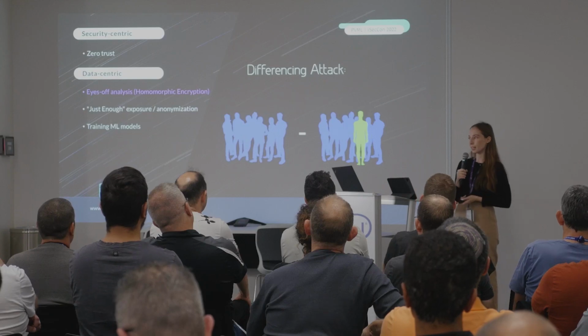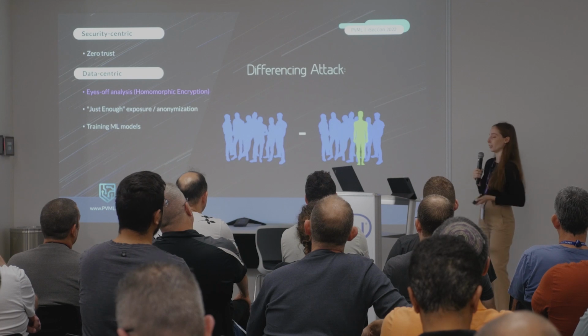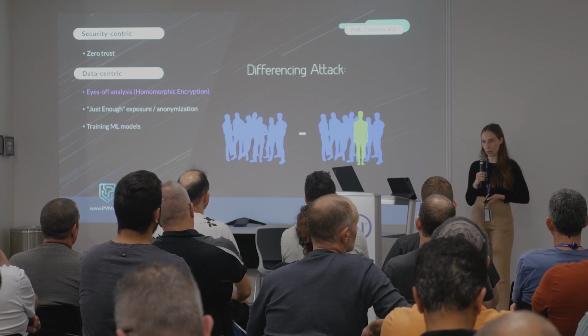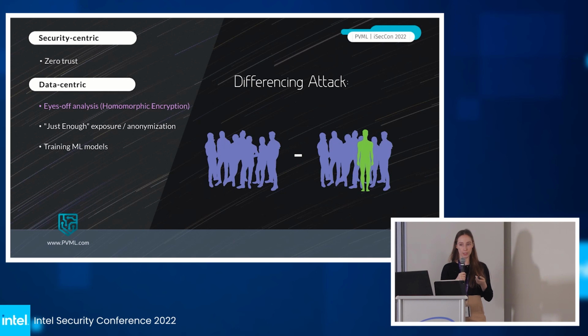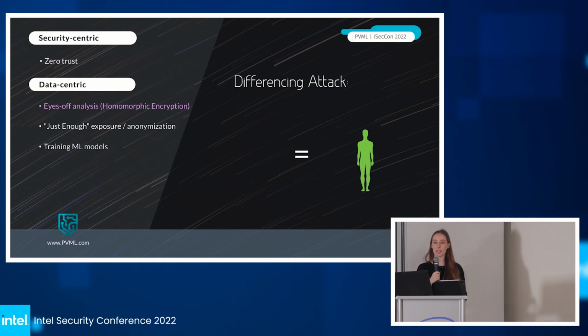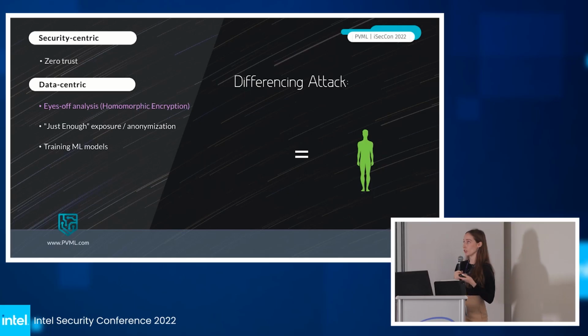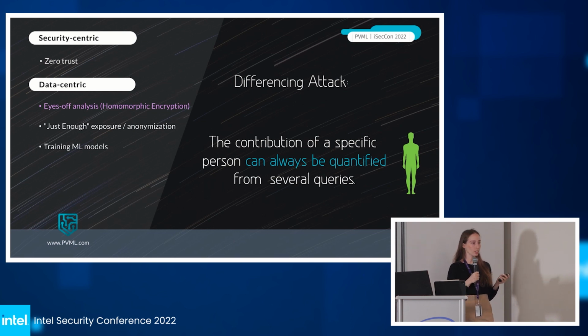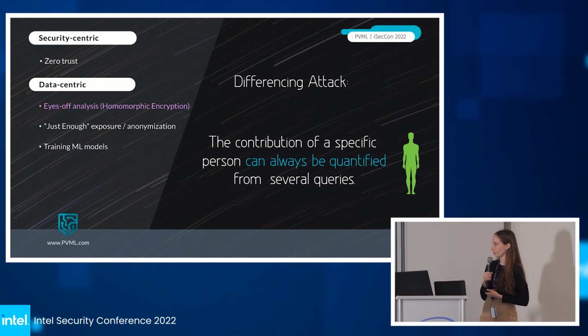He can ask something about a population, and then ask the exact same thing about a population and its target individual. The difference between these two outputs is the sensitive information about the individual. I'll give you an example. I can ask what is the total salary of people in my company, and then ask what is the total salary of people in my company excluding the CEO. Obviously, the difference between these two outputs is the salary of the CEO, which is sensitive information. Now, generally speaking, the contribution of a single individual can always be computed through several queries. That's the challenge, that's the risk.